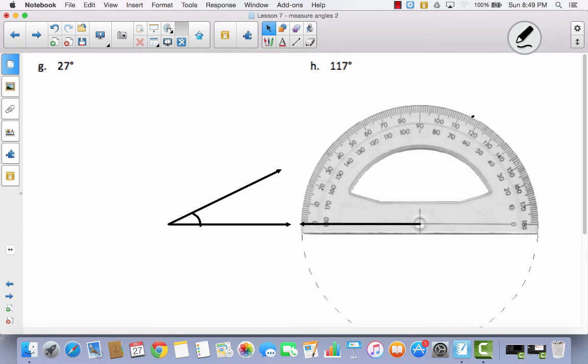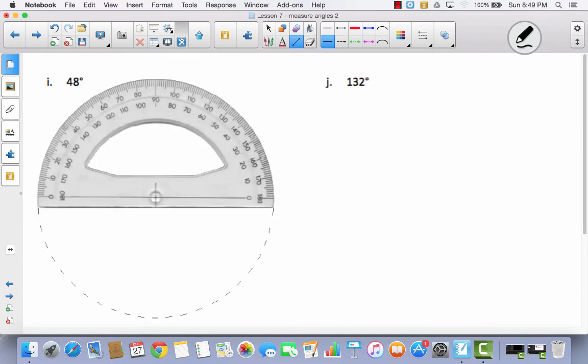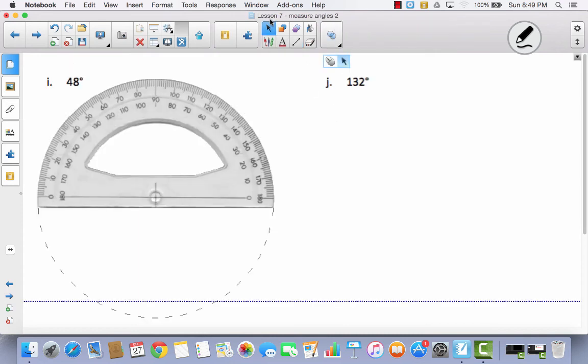And then I'm going to connect that with a ray. So draw your ray from your vertex to the point, and then we're going to draw an arc to show that this is the part of the angle that we want to open. All right, so now we're going to draw one that's 48 degrees.